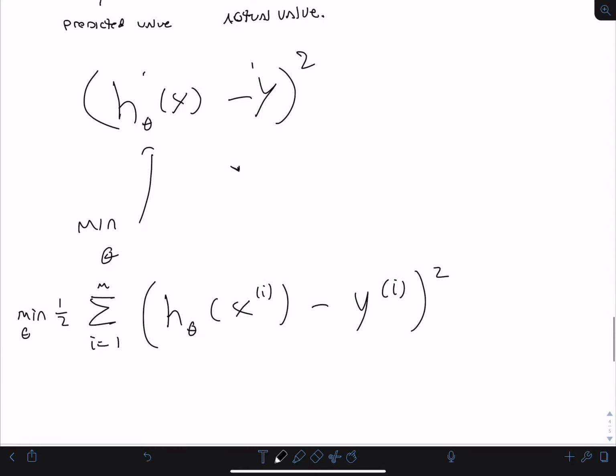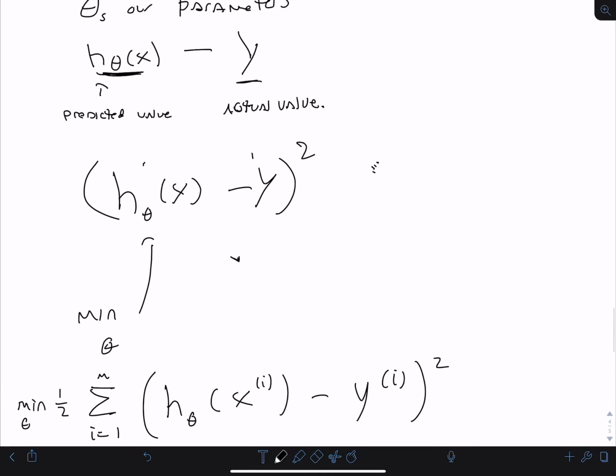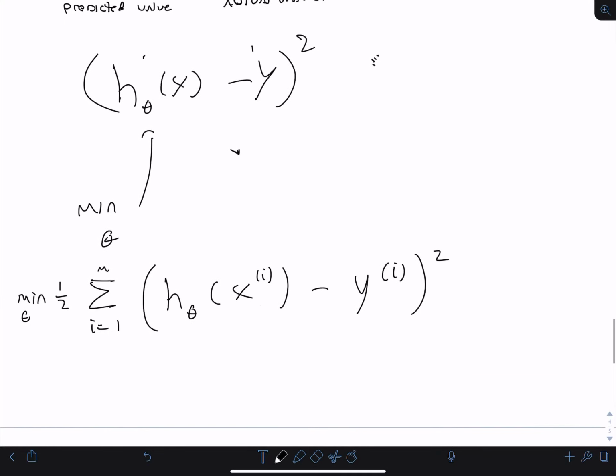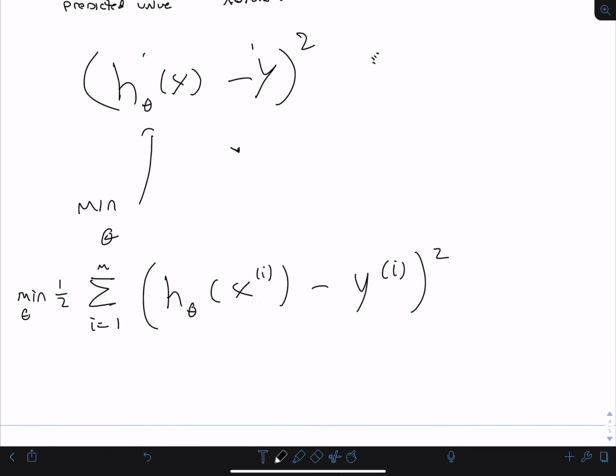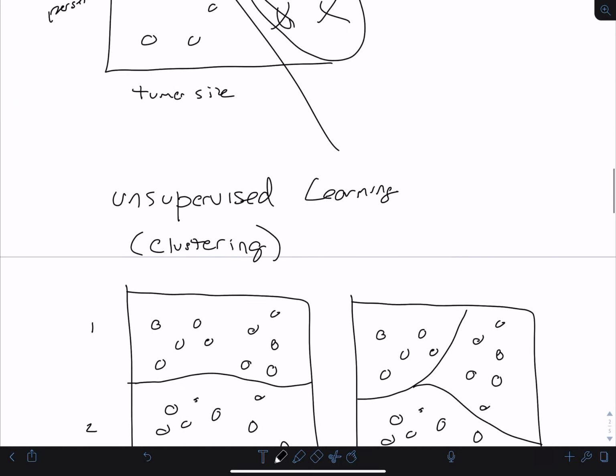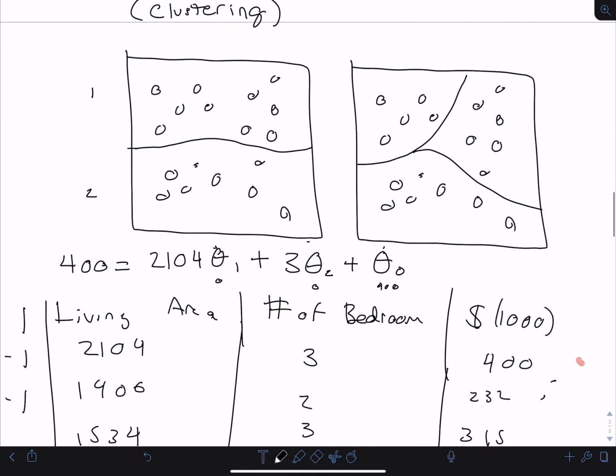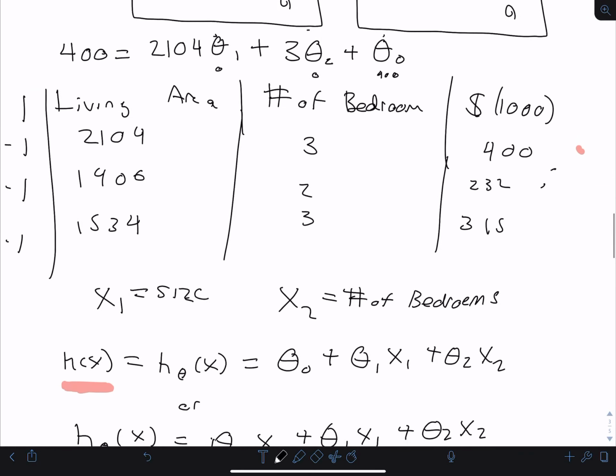So because ultimately this is for only one training example, right? But we need to add all the errors together. So when we compute our error for the first one, we multiply this times our theta 1, multiply this times theta 2, add theta 0, and then whatever that number is, we subtract 400 from that.